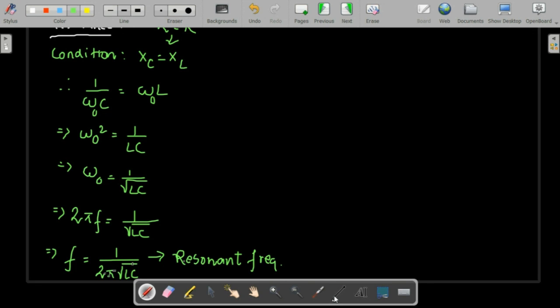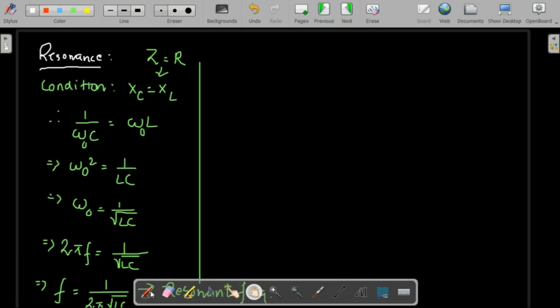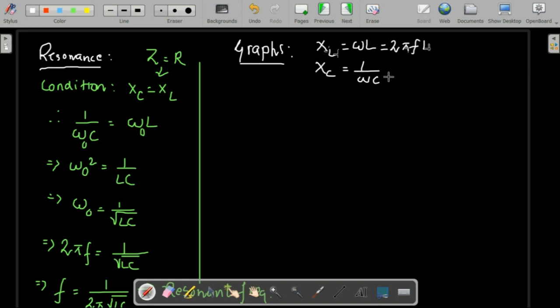Now there are certain graphs that we should actually know in this unit. Let's draw some graphs here. Objective questions, multiple choice questions are always possible. Before we draw the graph, let me write this down. XL is omega L. In terms of linear frequency, it is 2 pi f into L. And Xc is equal to 1 divided by omega C, which is equal to 1 divided by 2 pi fC. Now, let's plot some graphs here.